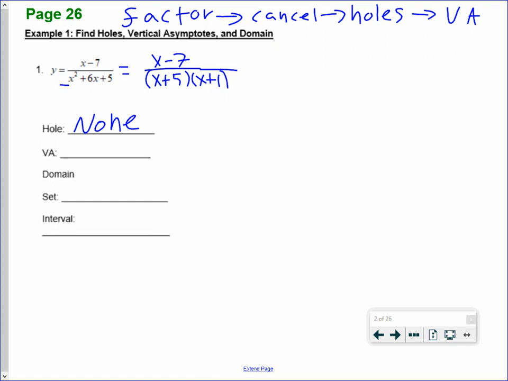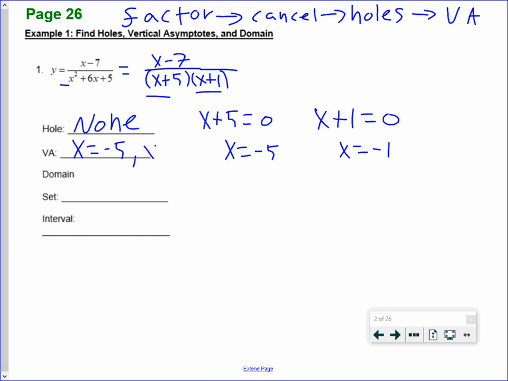So last, we're going to look for vertical asymptotes, and our vertical asymptotes are going to be the factors in the denominator set equal to 0. So x plus 5 equals 0, and x plus 1 equals 0. We set these both equal to 0 and solve for x. So x equals -5, and x equals -1. And that's exactly what our two vertical asymptotes are going to be. And remember, you have to write their equations as x equals -5 and x equals -1. Okay?